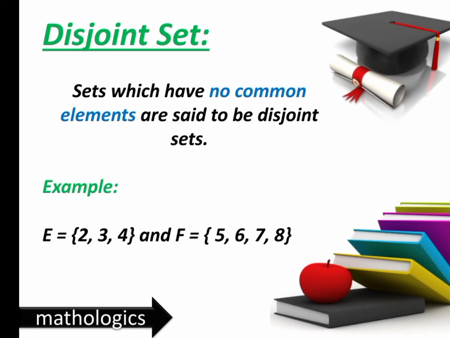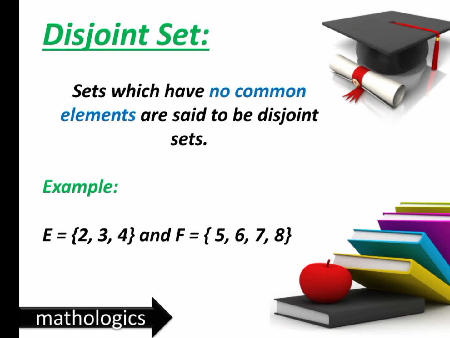Disjoint set. Disjoint means no connection. There will be no link between two sets. This is also a relation or a comparison between two sets. The two sets have no common elements. Sets which have no common elements are said to be disjoint sets. It means two or more sets having no common element in them are called disjoint sets.